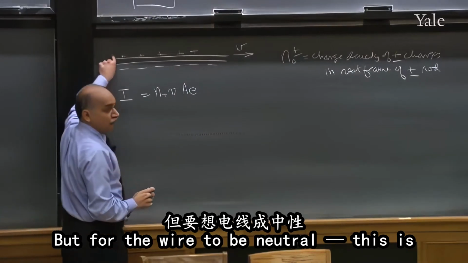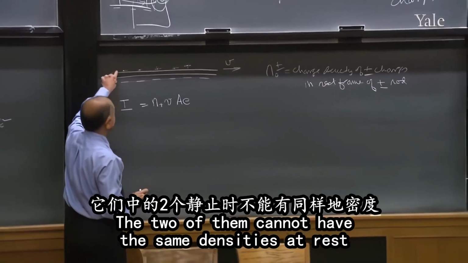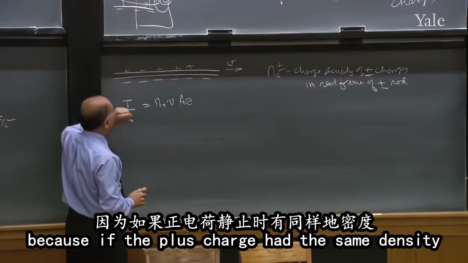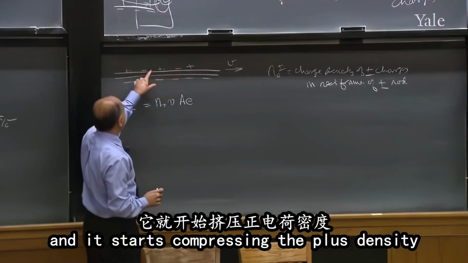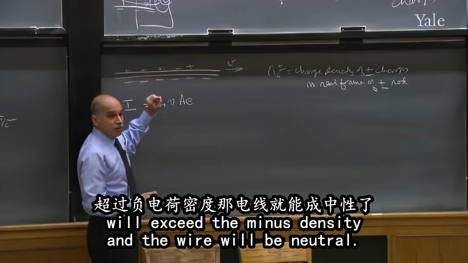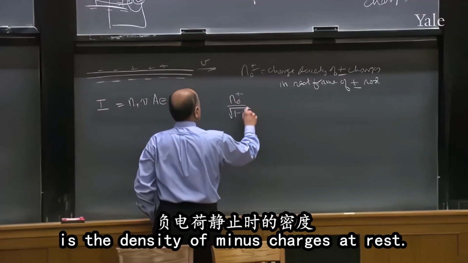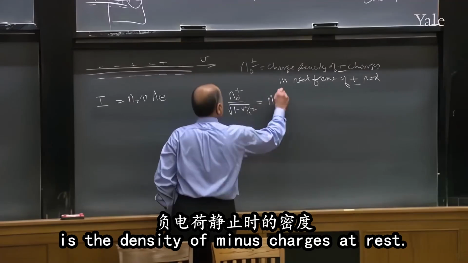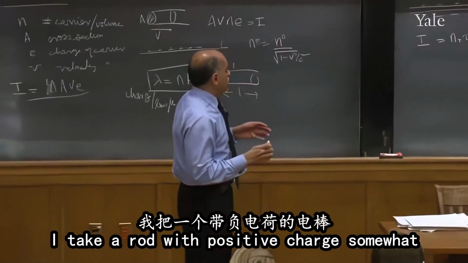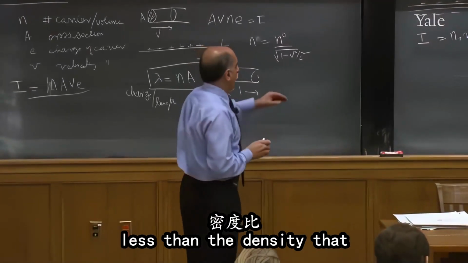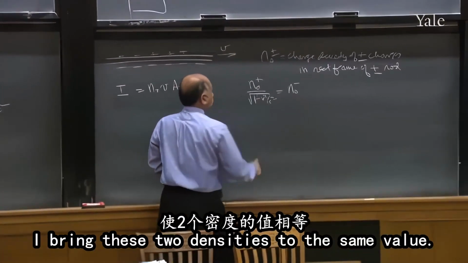But for the wire to be neutral, this is where I want you to follow me closely. The two of them cannot have the same densities at rest. Because if the plus charge has the same density at rest as the minus charge, when it starts moving and compressing, the plus density will exceed the minus density, and the wire will not be neutral. So I cook it up so that n0 plus with this factor is the density of minus charges at rest. Are you with me? I take a rod with positive charge, somewhat less than the density that the negative charges are going to have, but by moving it at the suitable speed, I bring these two densities to the same value.